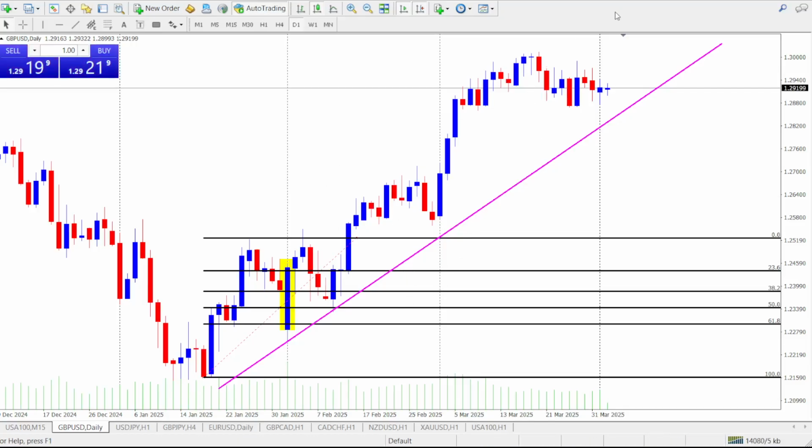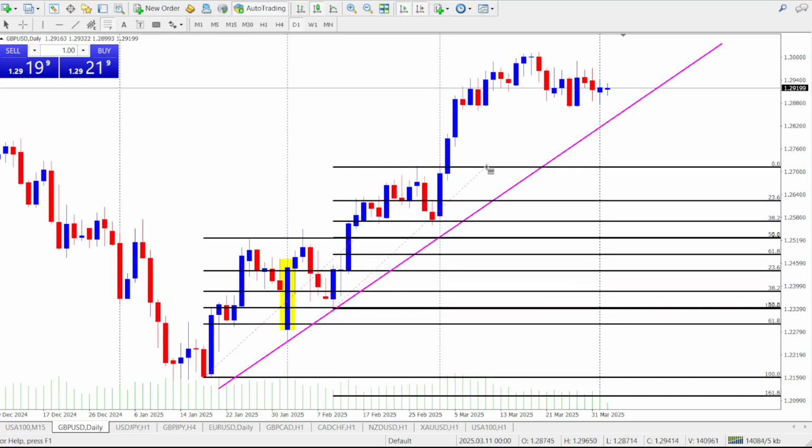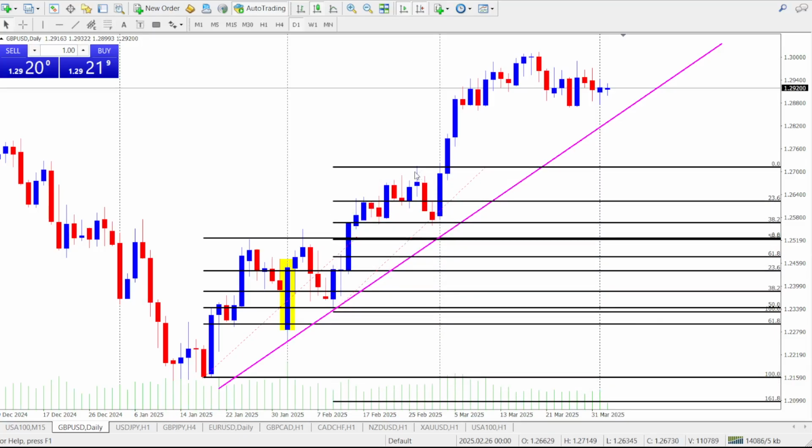Now this is another example from this low to this high. In this case, the pullback ended at 38.2%. And we can see we got a confirmation with this morning star pattern. So just make sure that you get a continuation pattern before you jump into the trade. In this case, this would have been a good place to enter our buy trade. Set stop loss below the pattern. So this is a great tool to consider using.